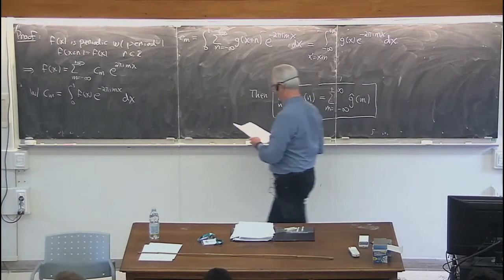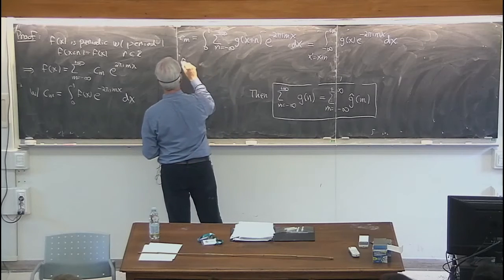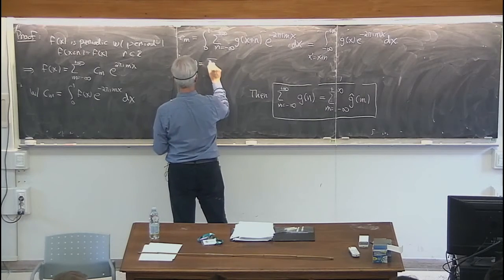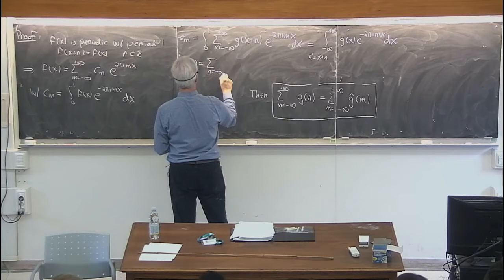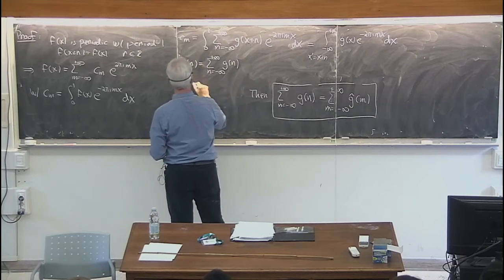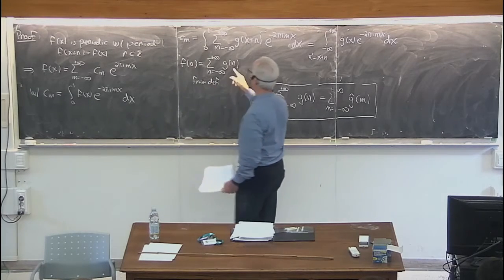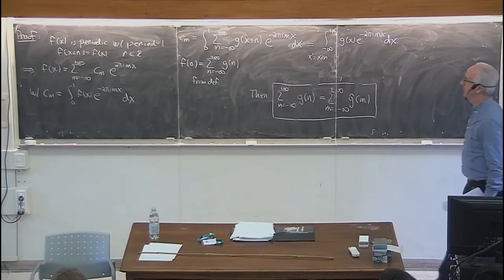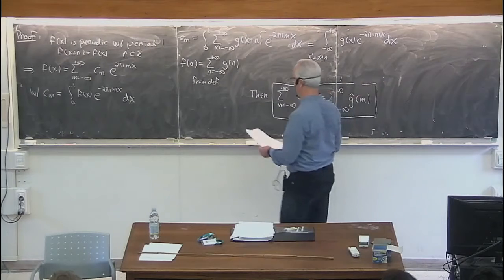Okay, well now we look at the function f evaluated at 0. So on the one hand, from the definition of f, this is equal to the sum on n, g of n, since we've just evaluated g of n plus x at x equal to 0.